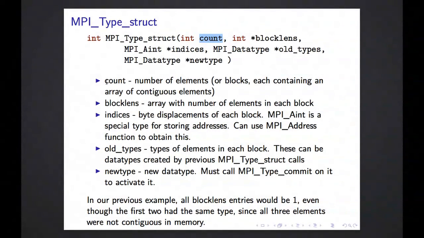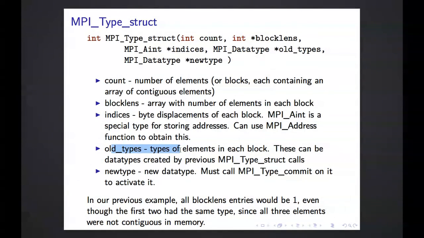So that's count. Then block length, this is an array with the number of elements stored in each block. Indices is an array of byte displacements of each block, and we use an MPI_Aint data type here because these are memory address locations, so we should not use a conventional integer because it might not be able to hold the data. And to calculate these, we can use MPI_Address, which is a special function to extract addresses.